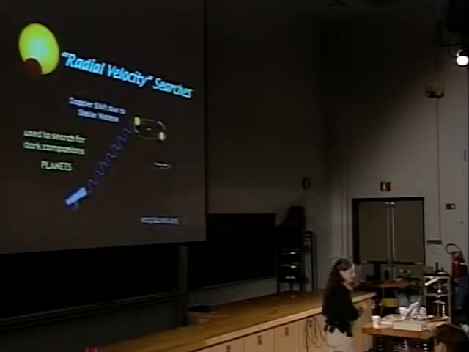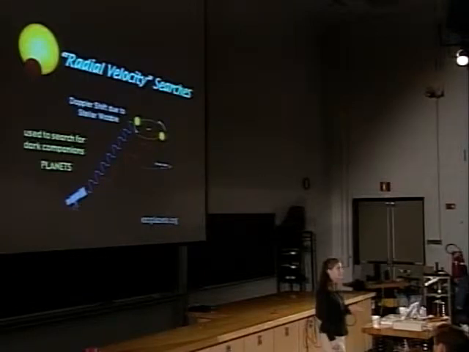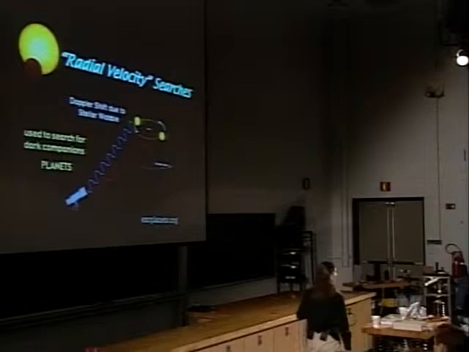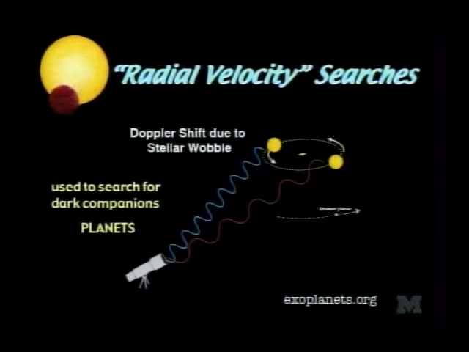Well, this is used for searching for all kinds of objects that circle stars. One of the most interesting of recent years is searching for dark companions that are the extrasolar planets. Those of you who were here last spring, as I understand, there was an entire talk about the searches for extrasolar planets. And I'm just going to go over the basics here.